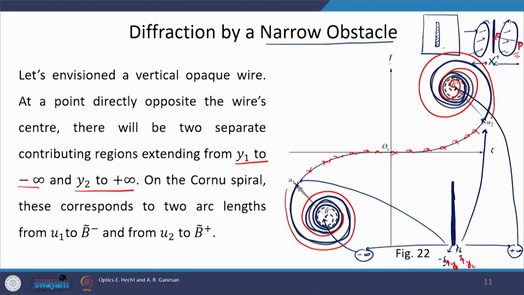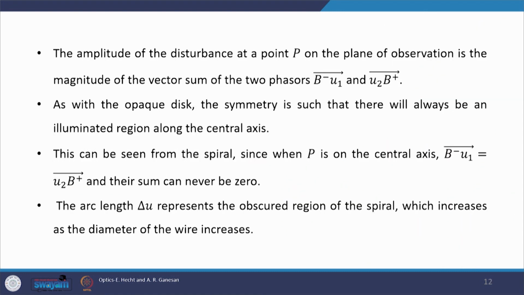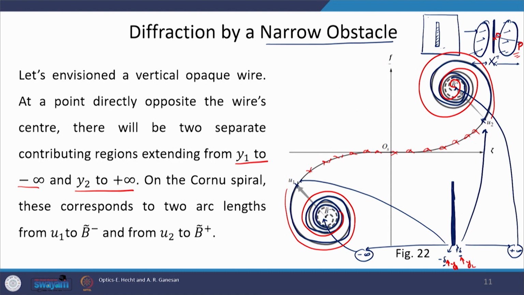Now, since earlier we were having only one arc in the Cornu spiral, we know how to calculate the irradiance. There we have to just draw a phasor, and the length of that phasor depicts the irradiance at the point of observation P. But here we have two chords. Now, in this particular case, the situation would be quite different.